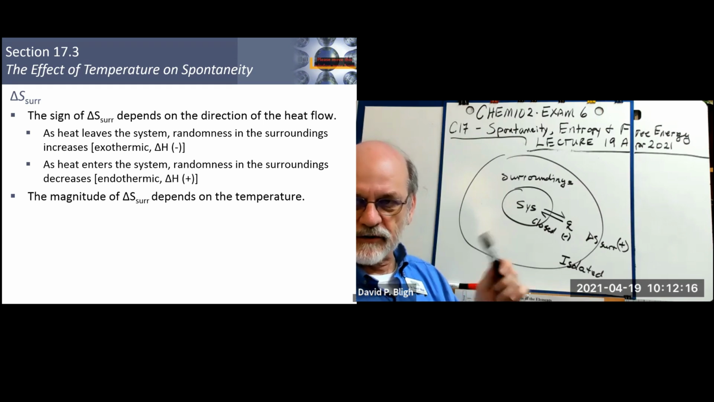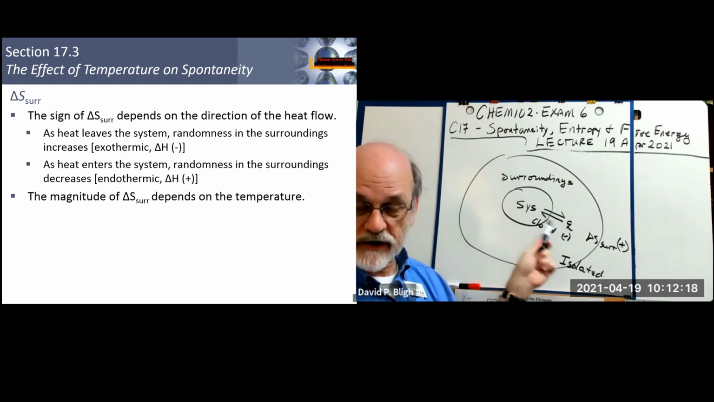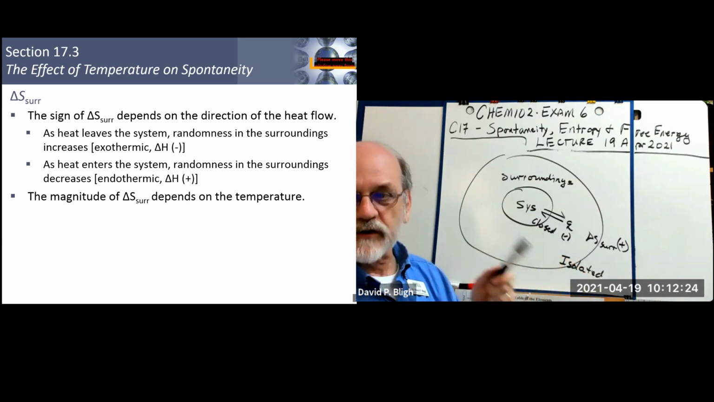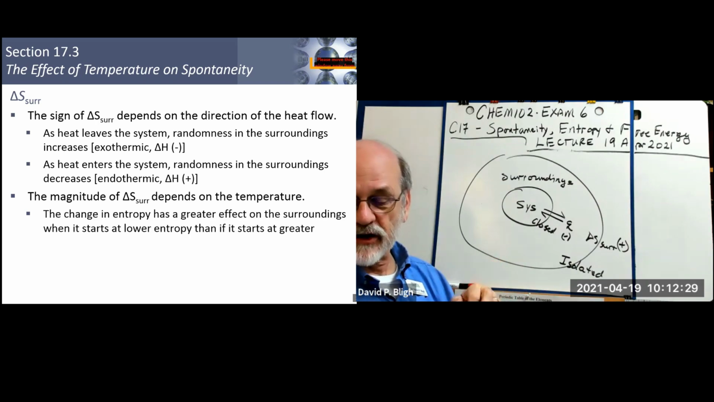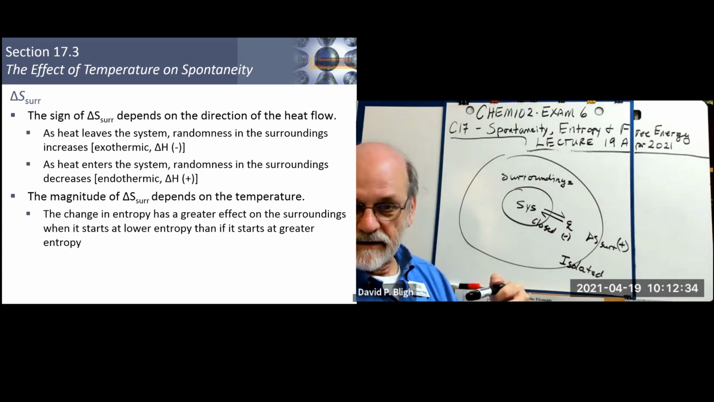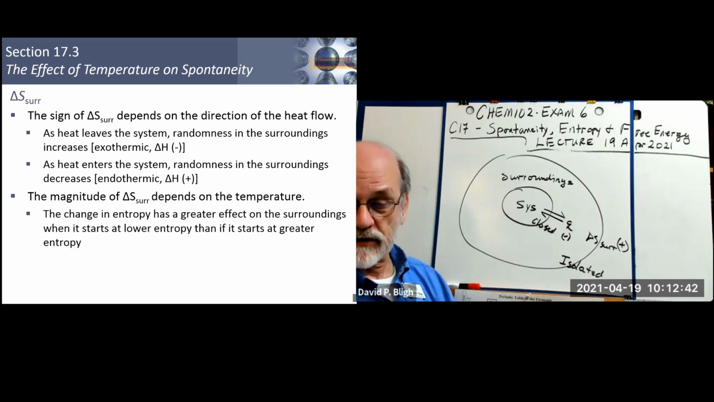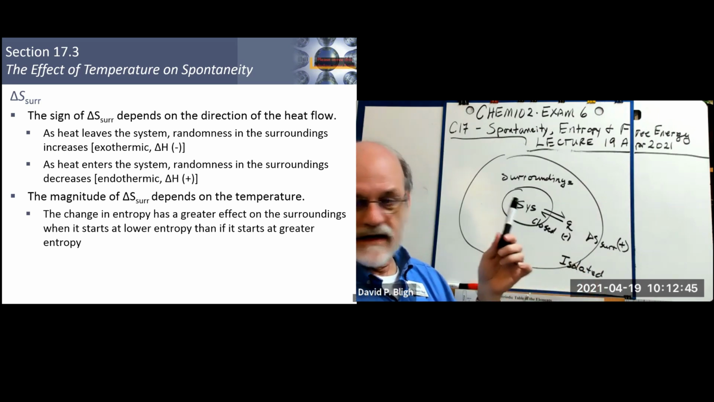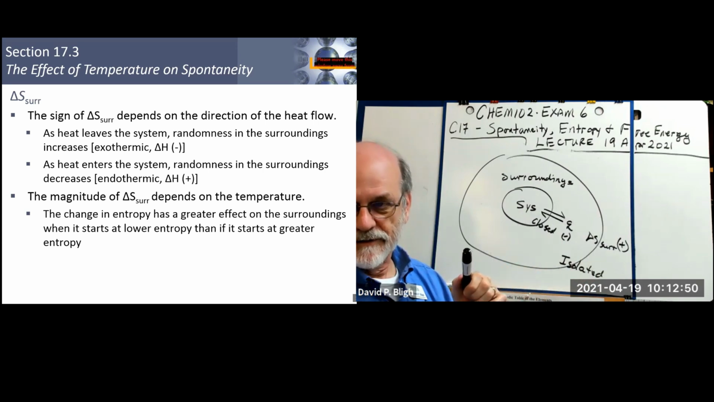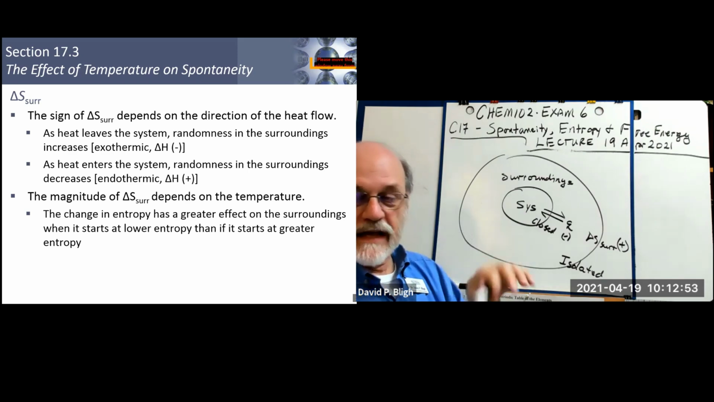The delta S for the surroundings is related to the heat transfer. It's also related to the temperature, but it's related inversely to the temperature, right? Because the entropy is more greatly affected when you start at lower entropy. So if we start at lower entropy, that means low temperature, then the entropy change is larger. So there's an inverse relationship.